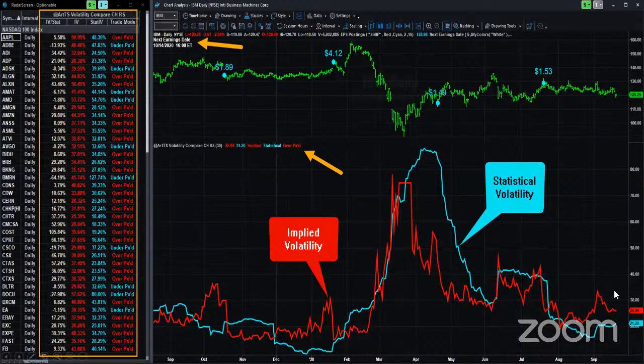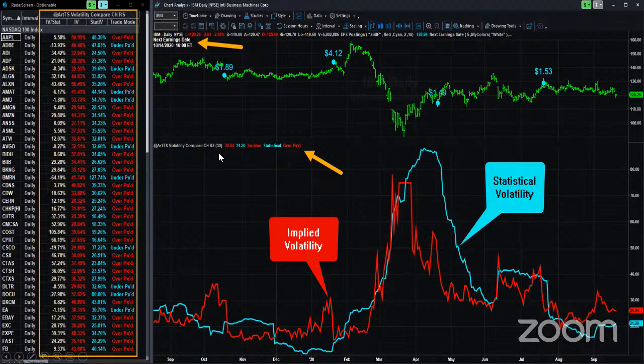So the blue line in the chart is the statistical volatility based on the underlying price. And then the implied volatility is the VIX number that we're calculating. In this case, we're calculating it for IBM. So this is a daily chart of IBM. And the red line that you see there is the implied volatility, that VIX calculation for the options just for IBM. And we can compare those two together.